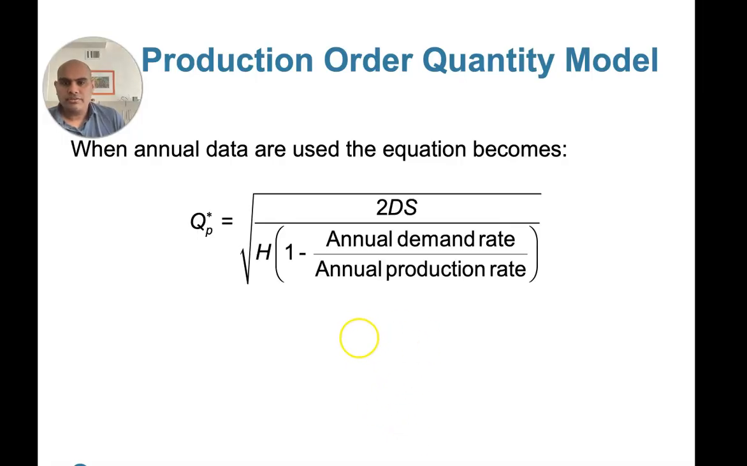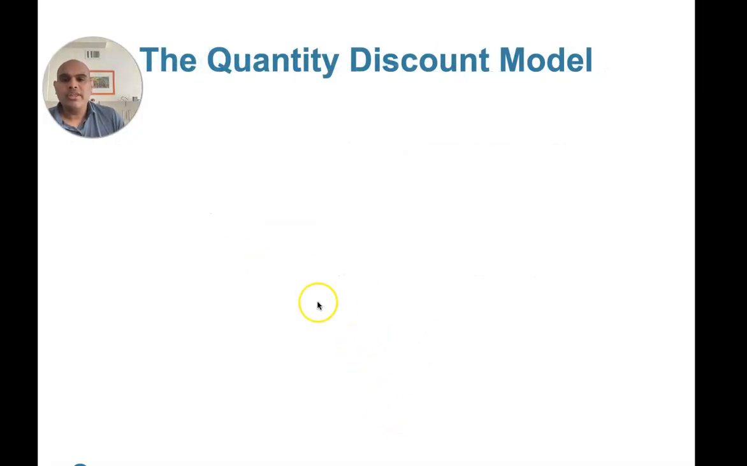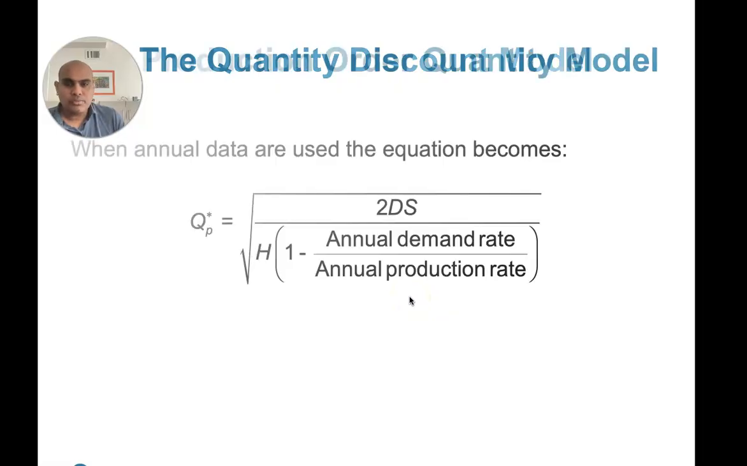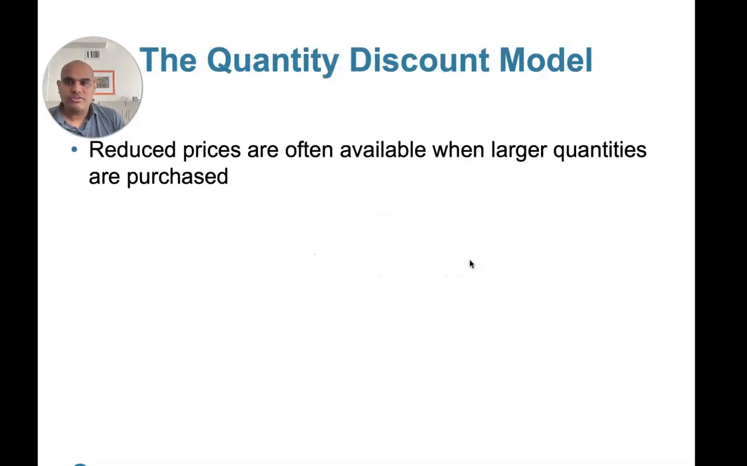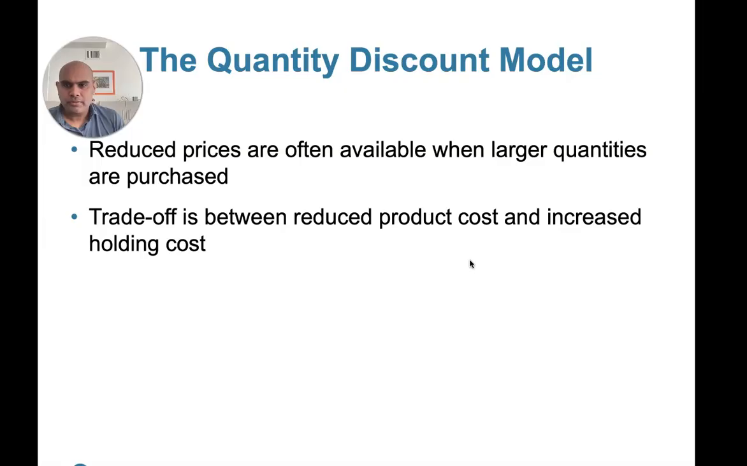So with that, we can calculate all the other things that we need to calculate. When only annual data is available, this ratio of demand rate versus production rate, like I said, can be in any units. It doesn't just have to be daily. It can be weekly, monthly, or even annual. So if you're given annual production rates, you can use the annual production rates in the formula.